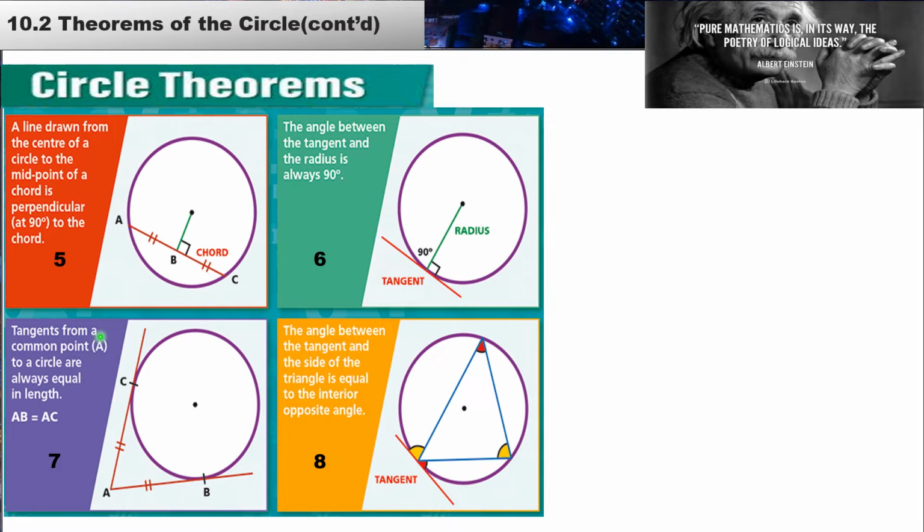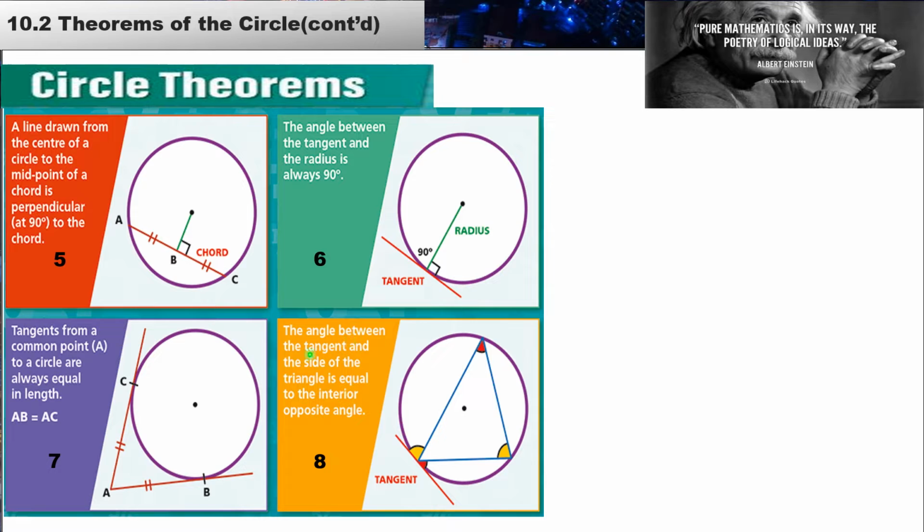And next we have: tangents from a common point, say A, right here, to a circle are always equal in length. So the tangents in this particular diagram are AC and AB. Again, we see those two lines, and they are put there to indicate that they are the same length. All right, so AB is equal to AC.